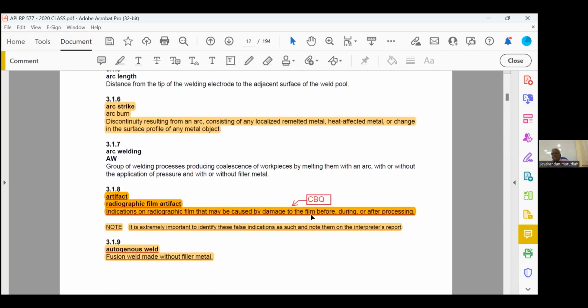Then artifact, recently asked. What is artifact? Film marks due to processing or handling. This is an indication on a radiograph that may be caused by damage to the film before, during, or after processing. Recently asked question, artifact.